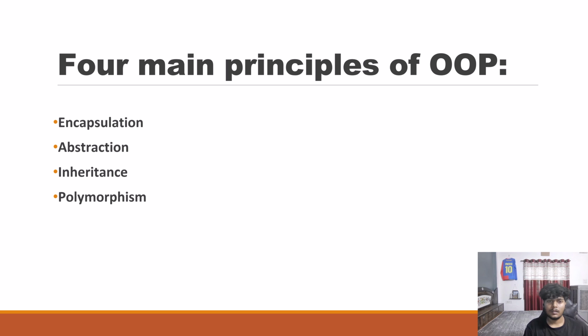Coming to the four main principles of OOPs. OOP is built on four core principles. Encapsulation, bundling data and methods inside a class and hiding internal details. Abstraction, showing only essential features while hiding the background complexity. Inheritance, one of the most important topics, reusing code by creating a new class that inherits features from an existing one. Polymorphism, using the same function or operator in multiple ways depending on the object.